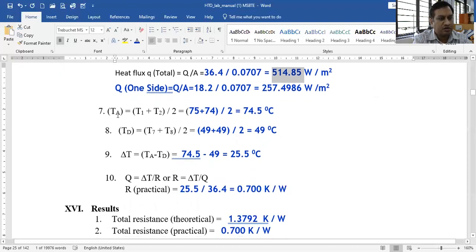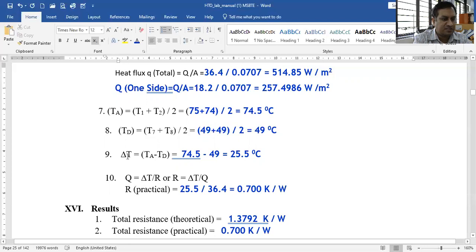Now we know the average temperature for the composite wall, that is TA, T1 plus T2 divided by 2. We already recorded these temperatures as 75 and 74. So the average is 74.5 degrees Celsius. And TD, the second average, T7 plus T8 by 2, that is 49 plus 49 divided by 2, 49 degrees Celsius. Now delta T is the driving force, that is the temperature difference. So with the help of TA and TD, we can calculate delta T, that is 25.5 degrees Celsius.